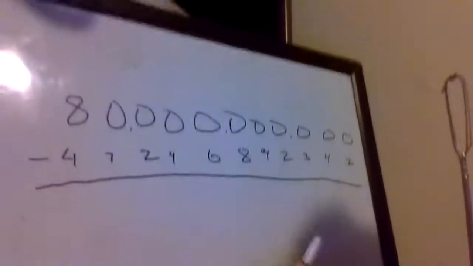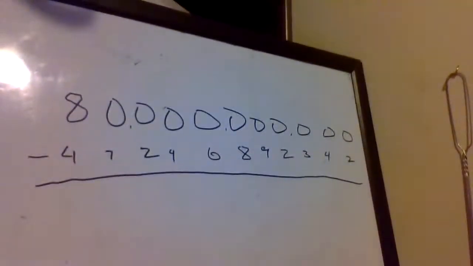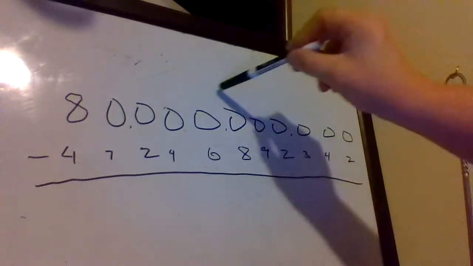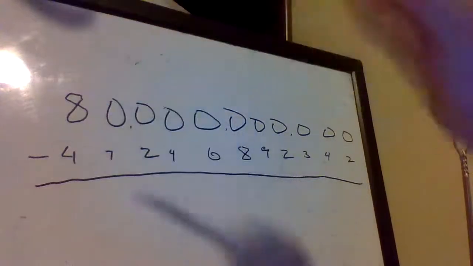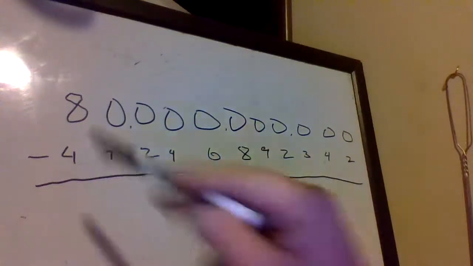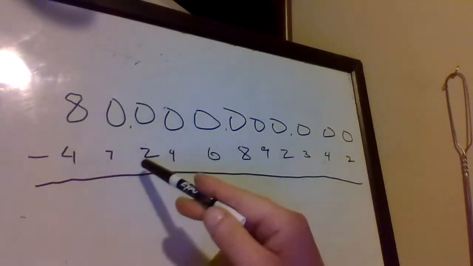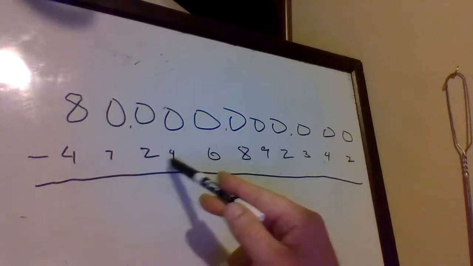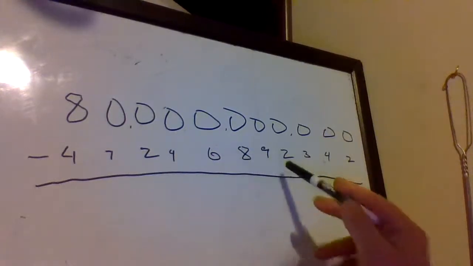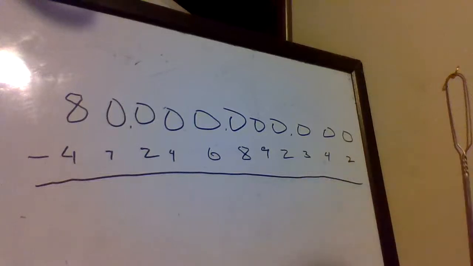Alright, so here is our really, really big problem. So we've got hundreds, thousands, millions, billions. So we've got 80 billion minus 47 billion, 246 million, 892,342.